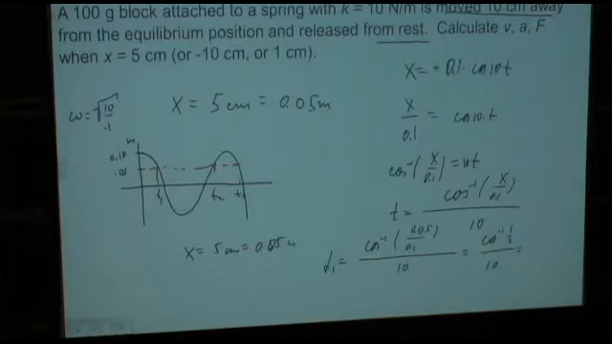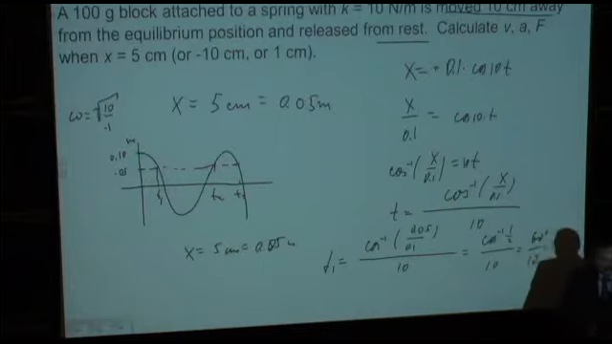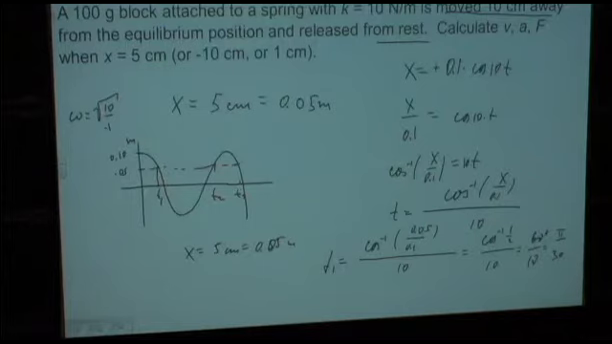Cosine of 60 is equal to 1/2, so that should be 60 degrees divided by 10. That won't work because we can't use degrees. So 60 degrees is pi over 3 radians, pi over 3, divided by 10, pi over 30. That is the first instant when this position is reached by this cart. And we can calculate now all other instances, all other times.